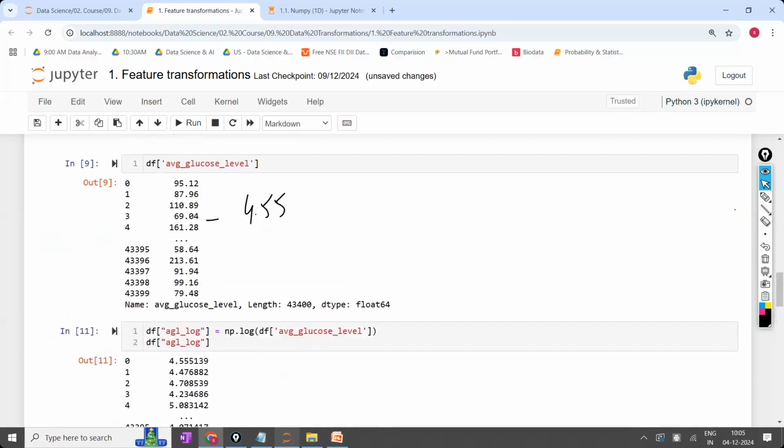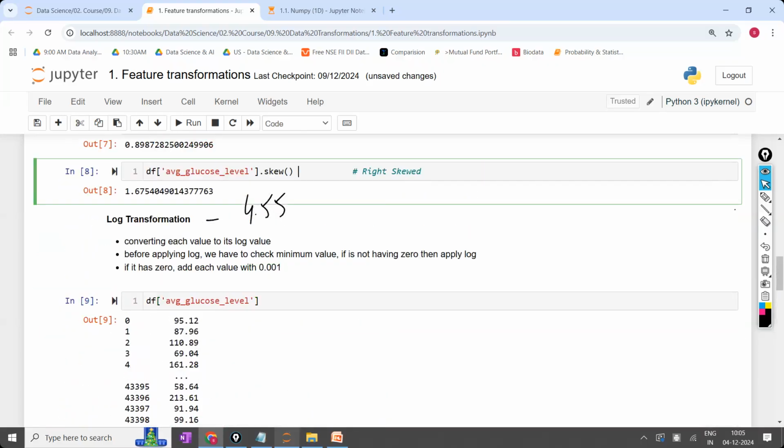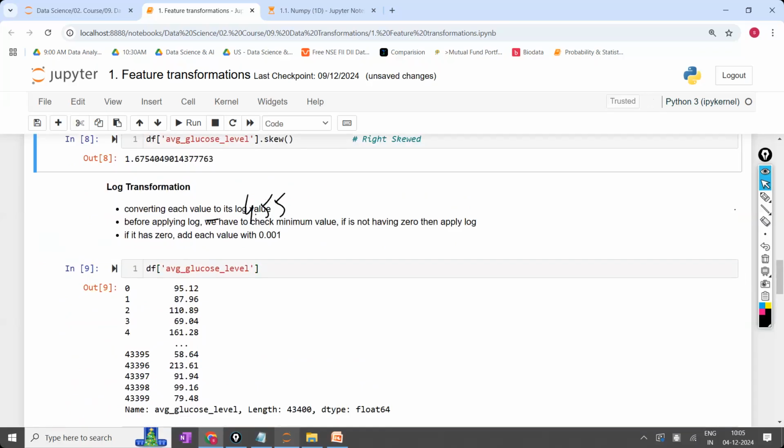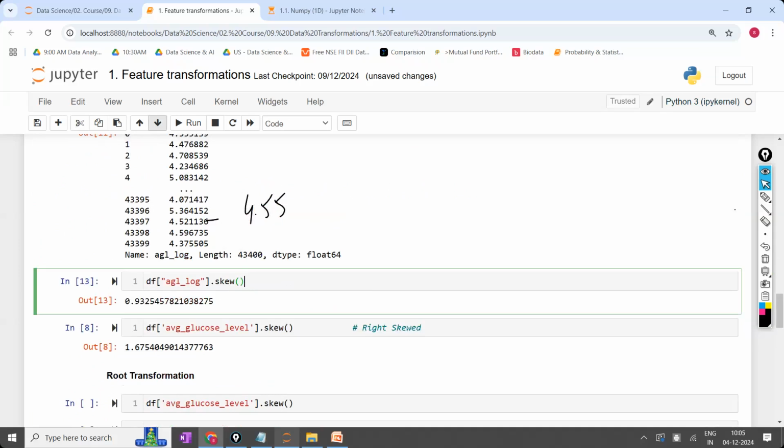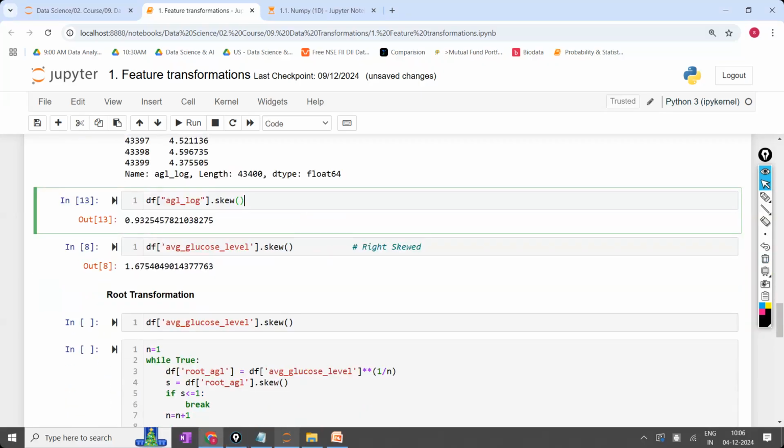What was the skewness before? The first skewness value is this one. This is the initial skewness, and this is the converted skewness. Is the point clear, everyone? So just apply the logarithm to every value, and for the column you have generated, you check the skewness. For the new values, you are checking the skewness. Clear now? Now, similarly, root transformation.